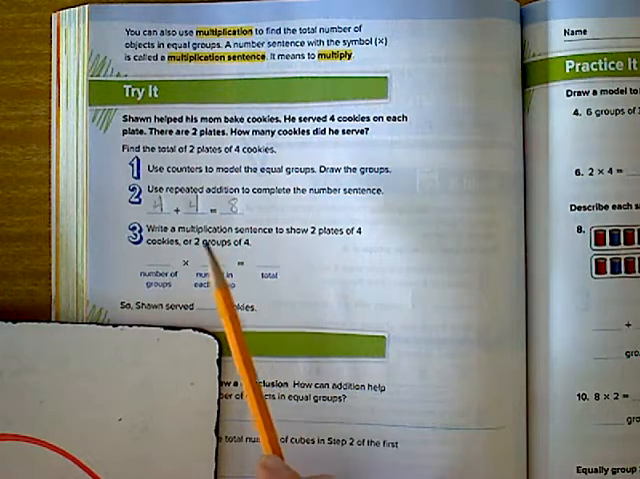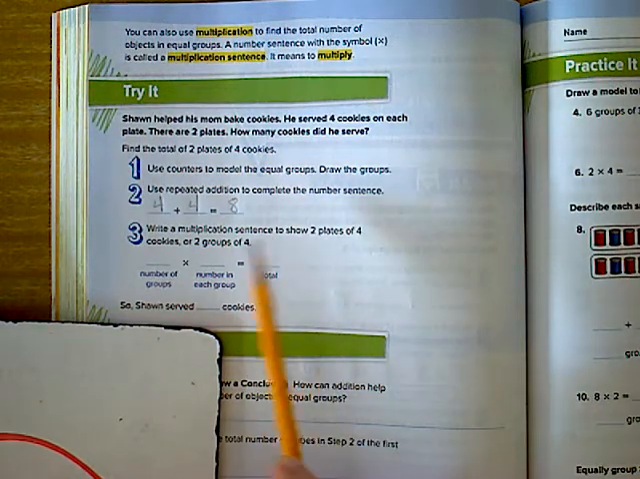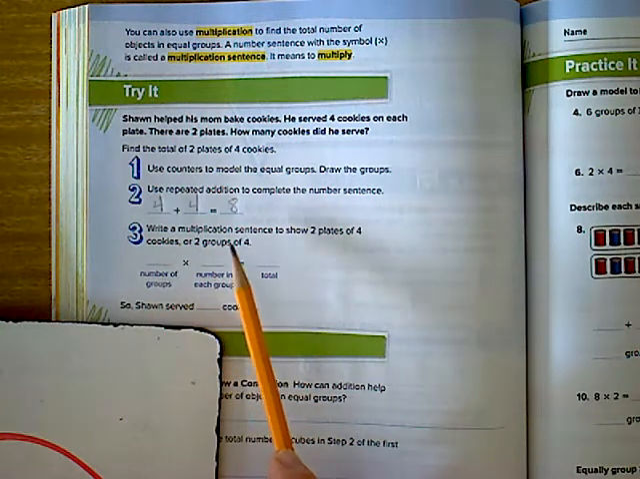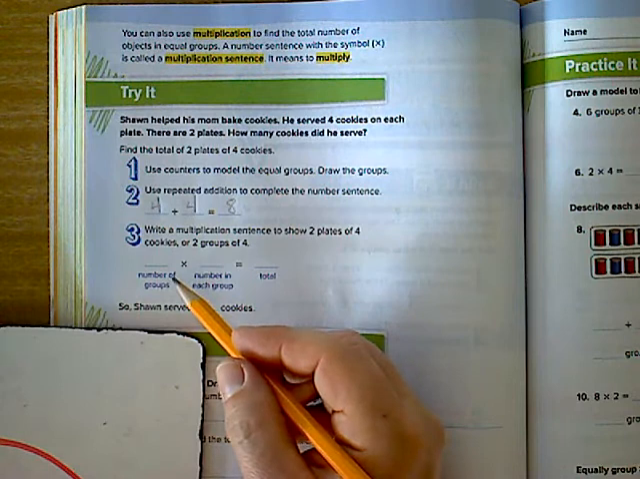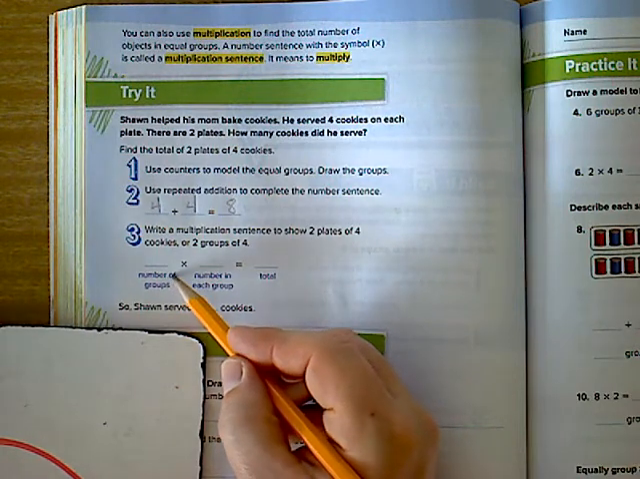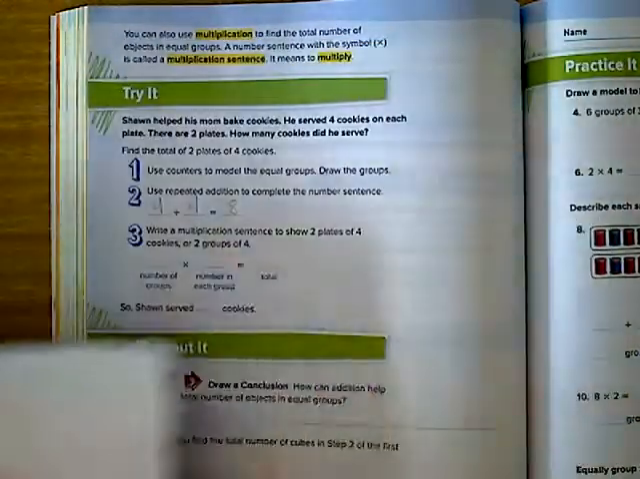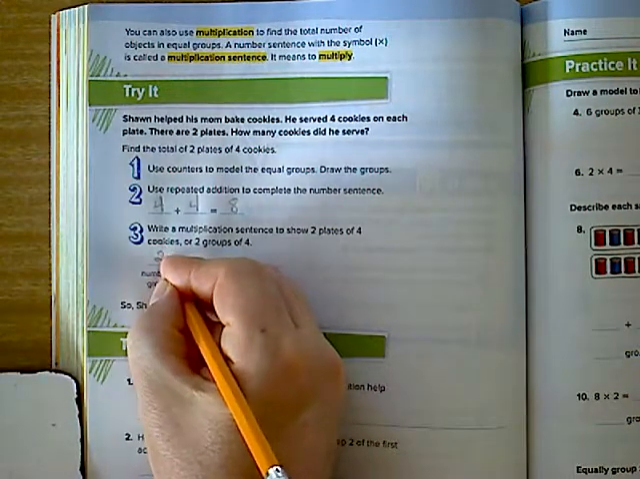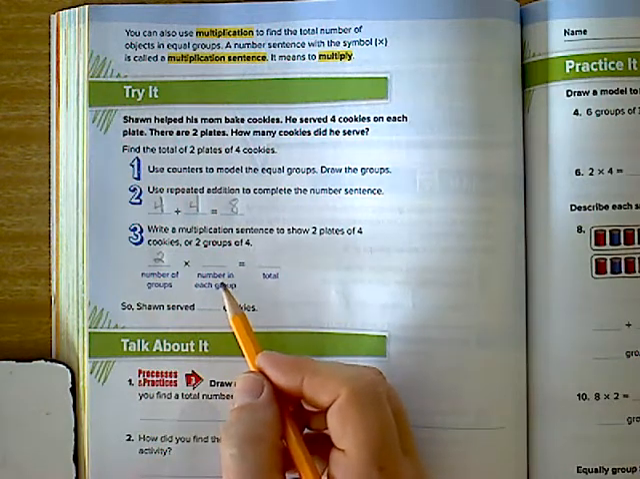Or I could write a multiplication sentence to show that 2 plates of 4 cookies, or 2 groups of 4. Now, this is where I'm going to also be very particular. The number of groups is 1, 2. There are 2 groups. There's going to be 4 in each group.